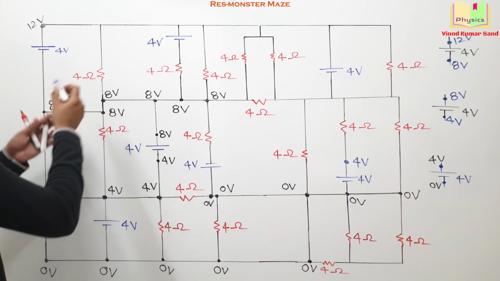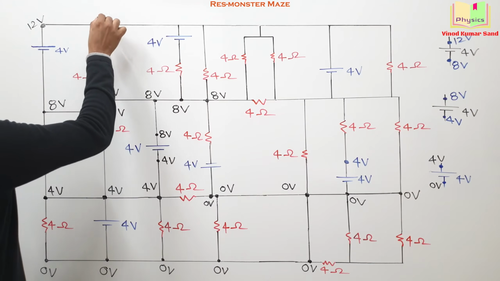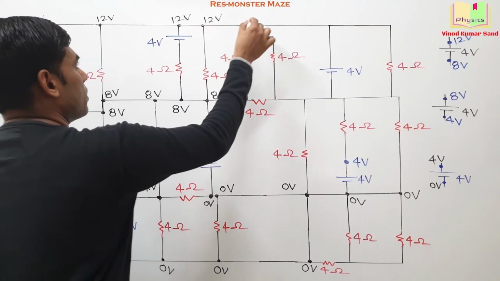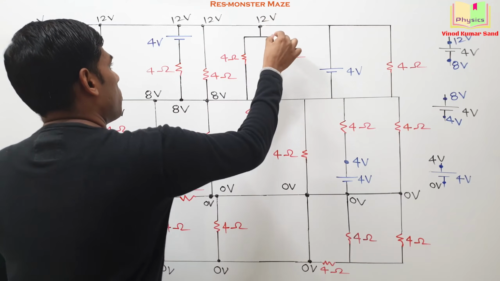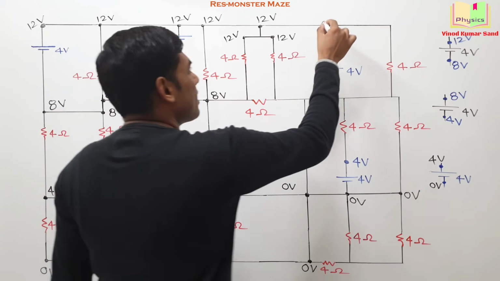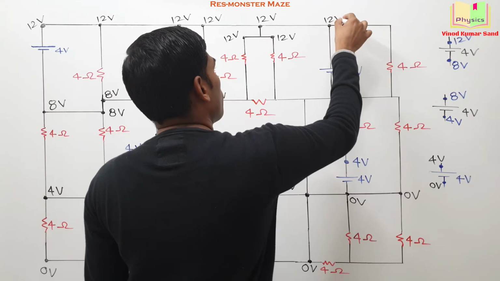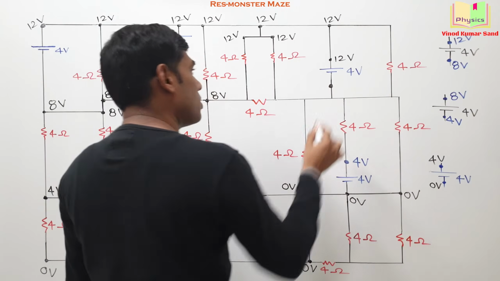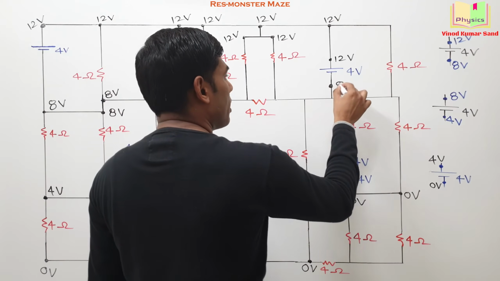If this is 12 volt, there is no resistance here, which means this should also be 12 volt, 12 volt, and here also 12 volt. Okay, it's simple. Then this should also be 12 volt. If this is 12 volt, how much should this potential be?